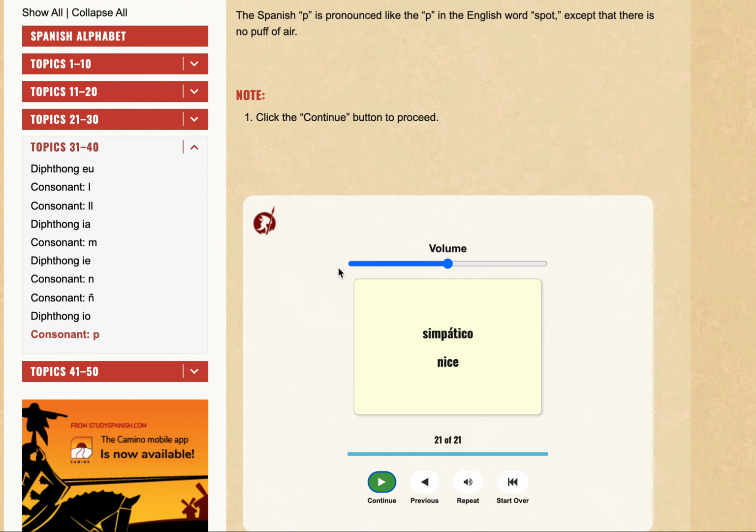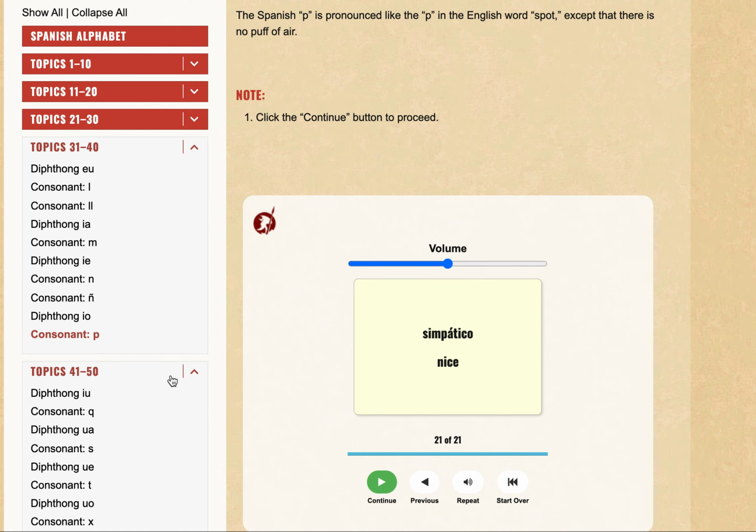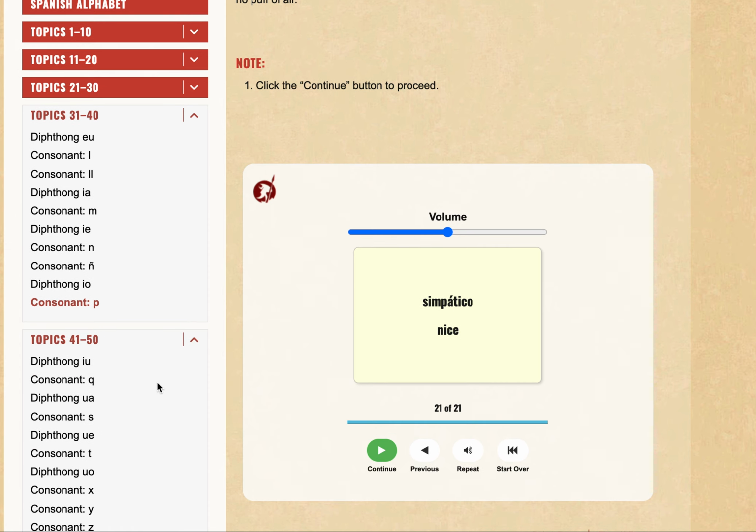So it's pretty much straightforward. P is P, but with no puff of air. So it's pretty similar. And in the next video, we'll be looking at another diphthong.